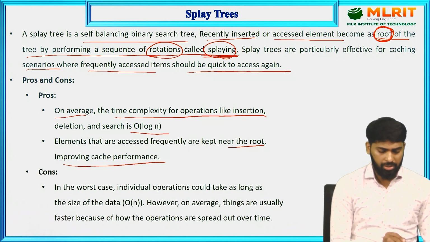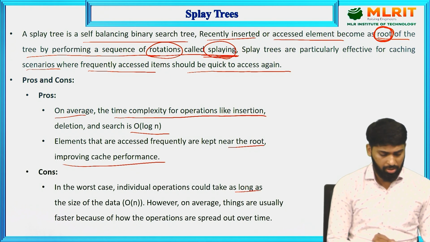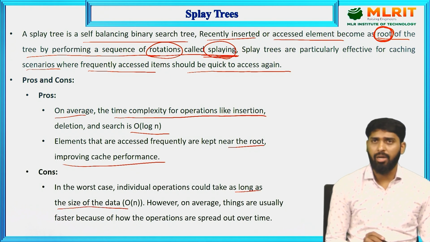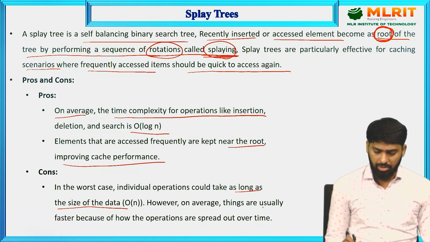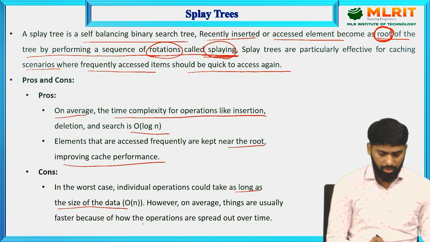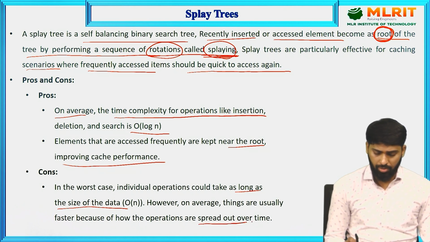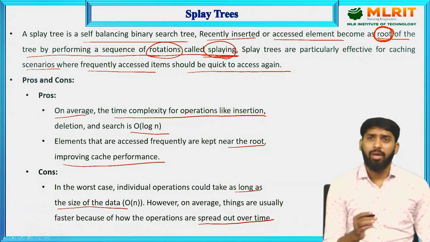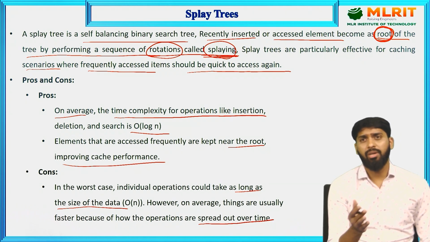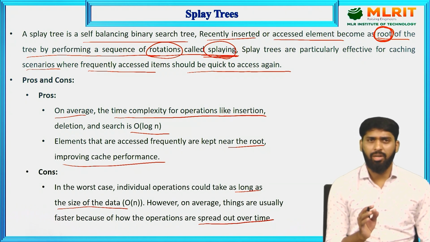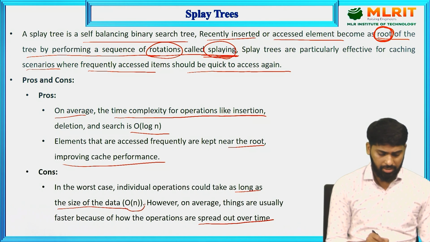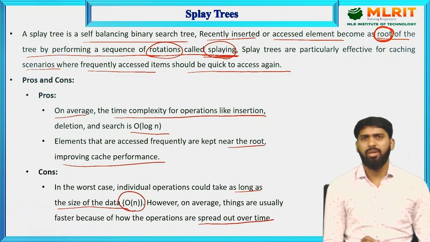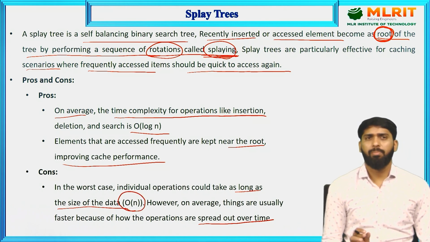Coming to cons, in the worst case, individual operations could take as long as the size of the data, big O of n. However, on average things are usually faster because of how the operations are spread out over time. Now, every time you are using a different data item in the tree, then the access time becomes big O of n here. Okay, so these are the pros and cons of splay trees.